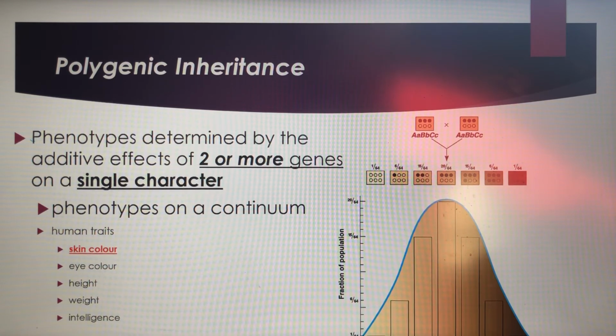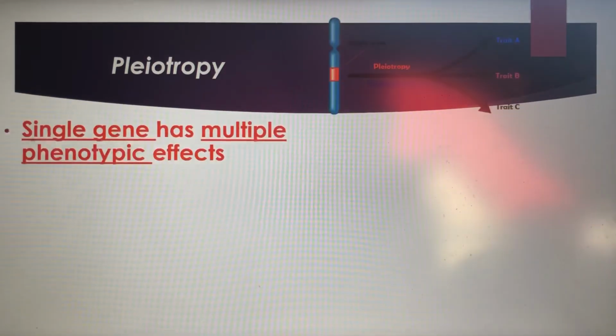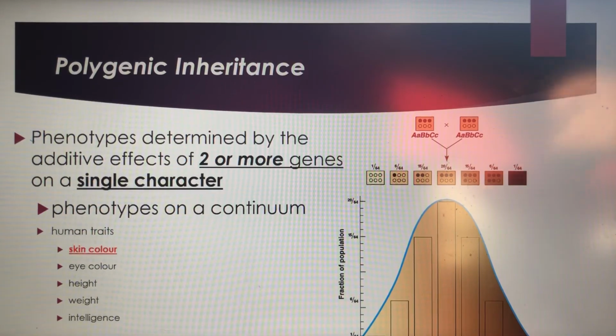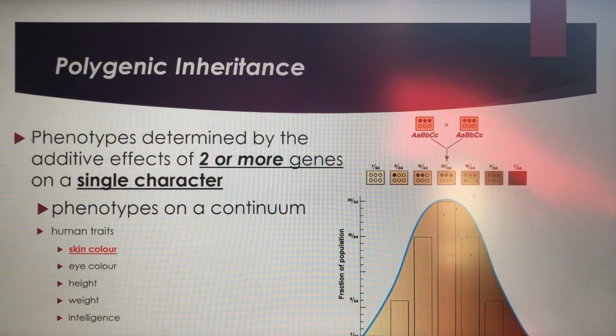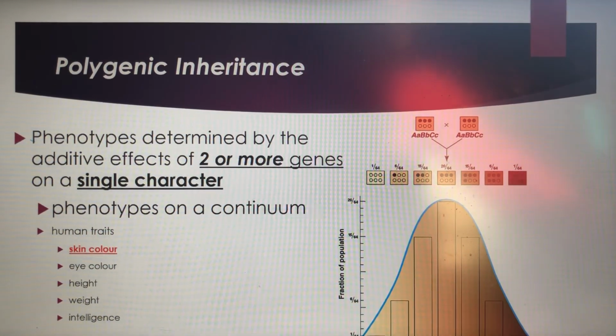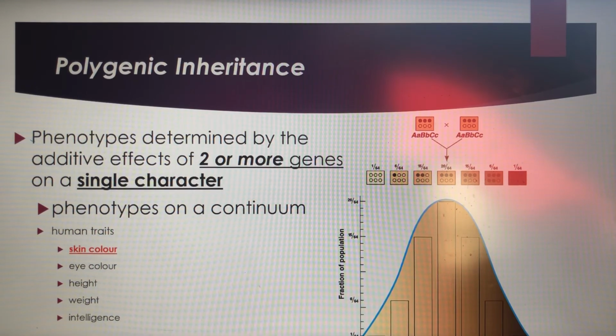Okay, some other human traits that we think are associated with polygenetic inheritance is skin color. Again, you guys like to make fun of me for the color, but Europeans spell color that way. Skin color, eye color, height, weight, and intelligence. All of these things we think are several genes contributing to that single characteristic.